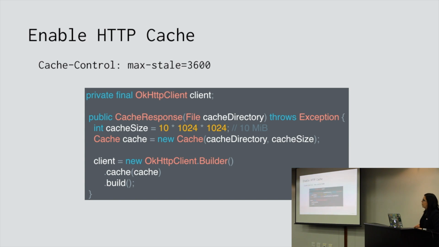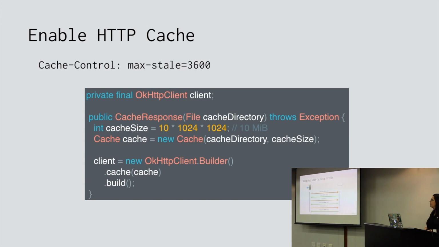This is just a snippet of code that indicates how to do it with OKHTTP. You would generally create a cache directory, and then set your OKHTTP client to use that cache directory. You can also do this for the default HTTP client, but OKHTTP is a much newer client that you can use on Android.